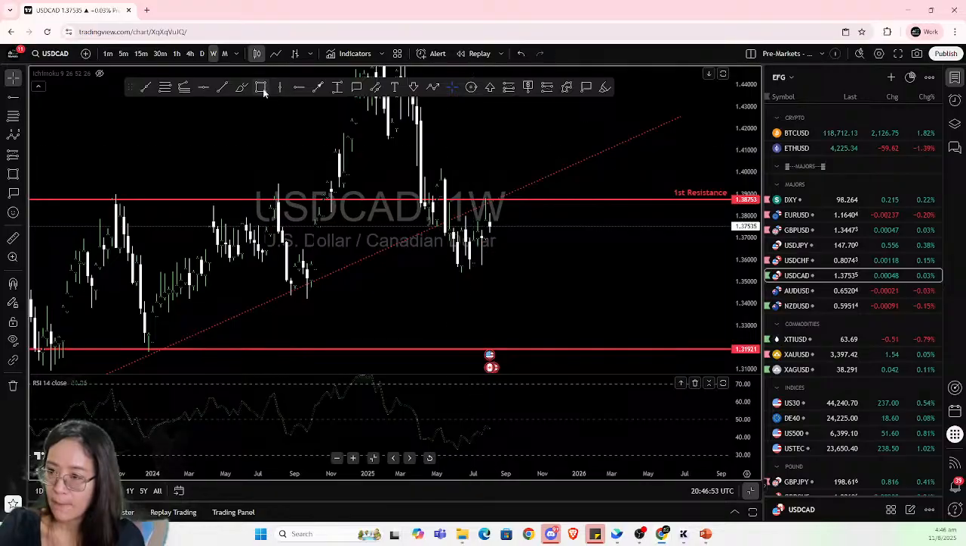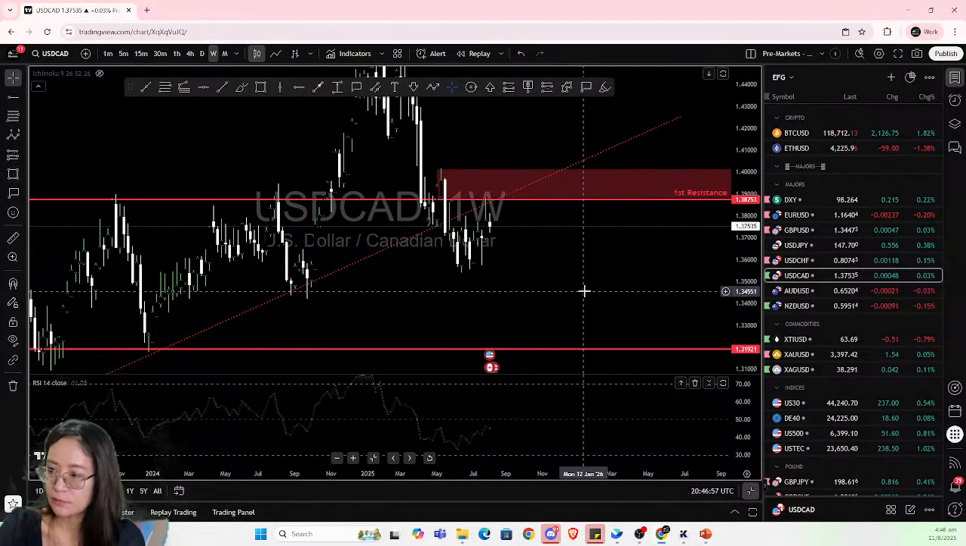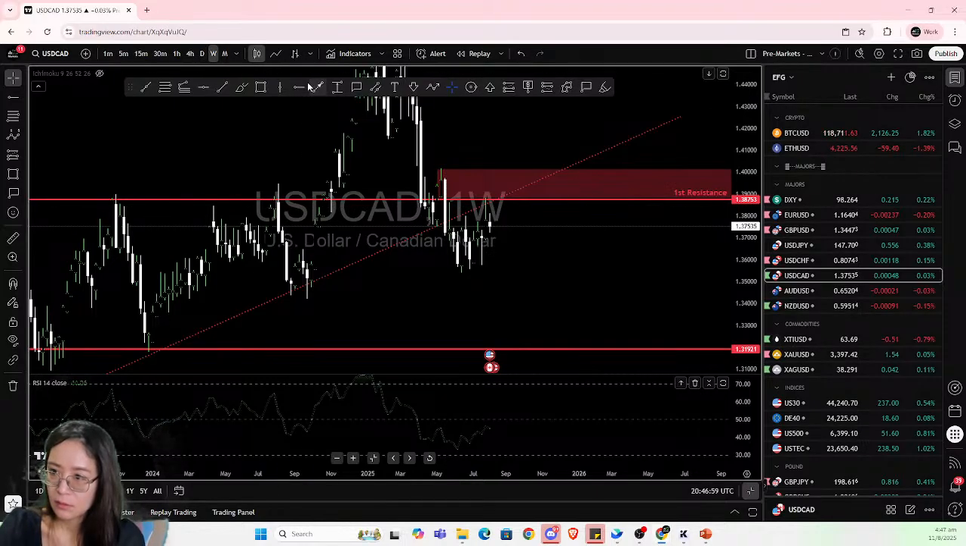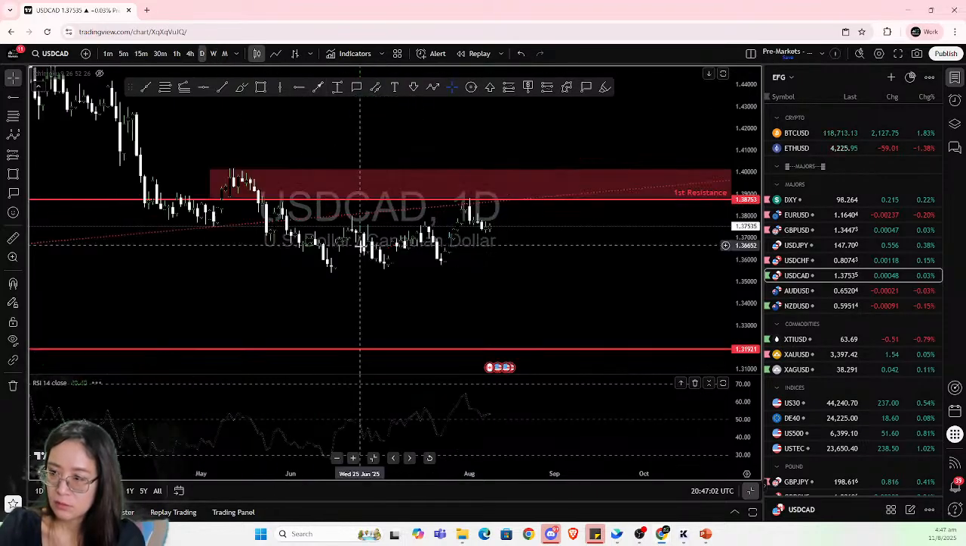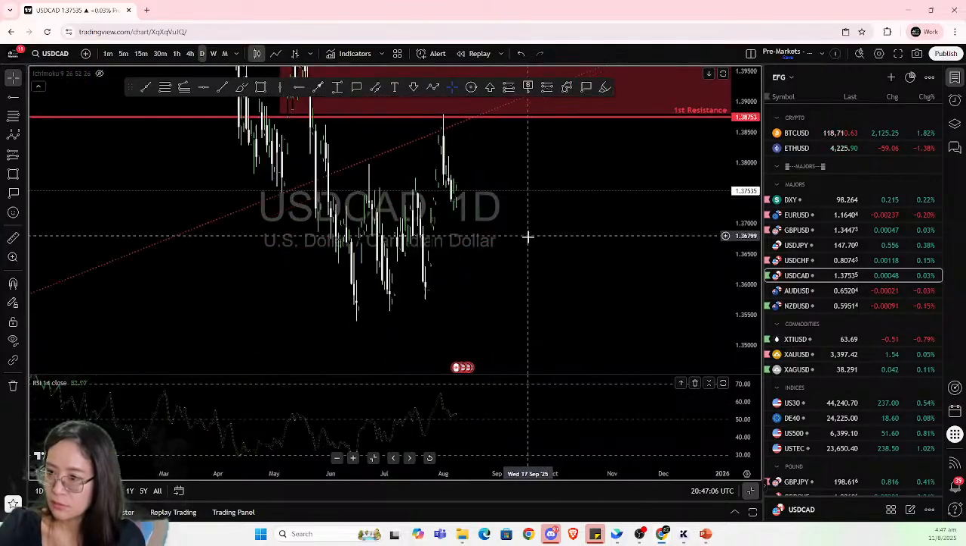Now in the weekly, you can also see your supply zone here, and this zone. D1.